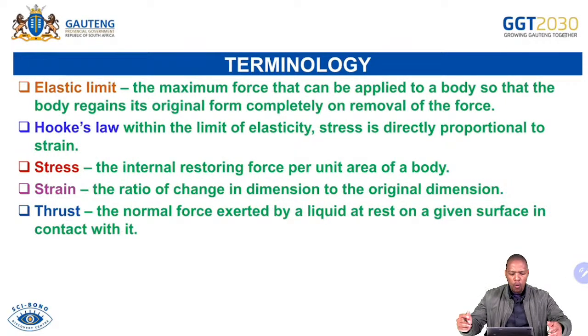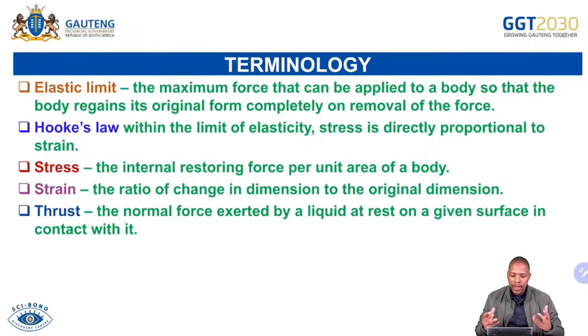Okay, so as we move, we can also talk of elastic limit. This is the maximum force that can be applied to a body so that the body regains its original shape and size completely on the removal of a deforming force. Okay, so if a deforming force is removed and then the object used to regain its original shape and size, but now it does not, it means it has reached its elastic limit. Okay, that's the maximum force.